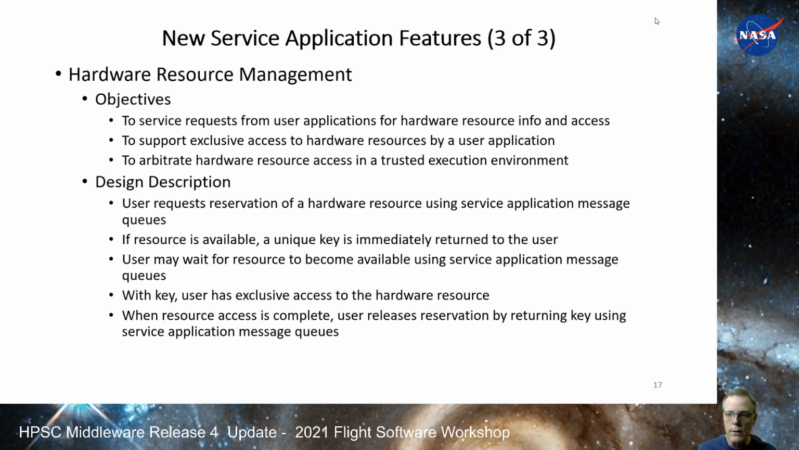So just a little walkthrough of how this can work. The user would request a reservation of a hardware resource using a service application message queue. If the resource is available, it'll be assigned a unique key that's returned to the user. The user can wait for the resource to become available if they'd like to, using these application message queues in interaction with the MSA. But with the key, the user has exclusive access to the hardware resource until they release it.